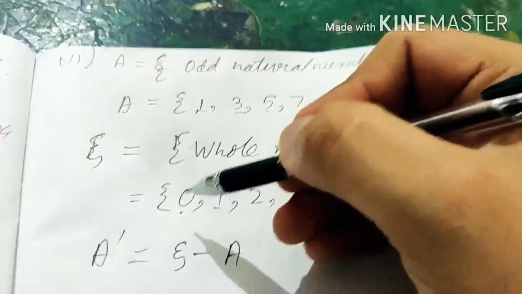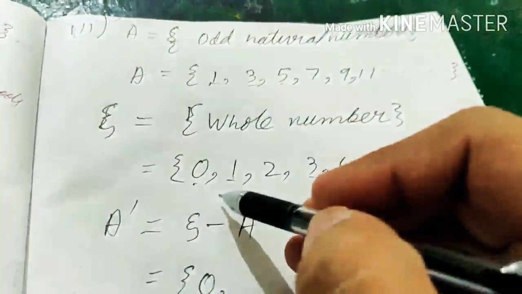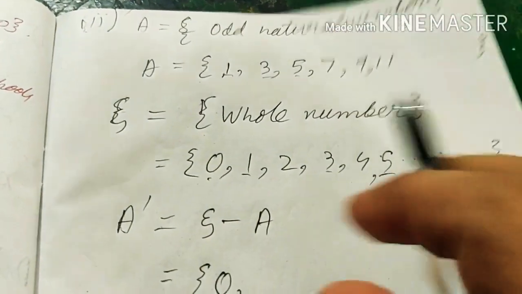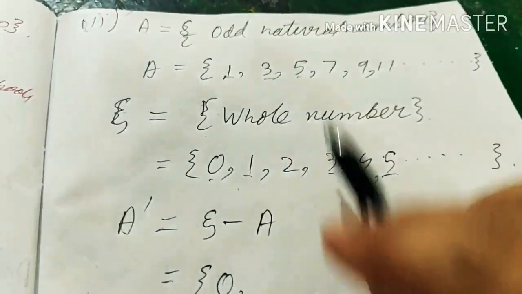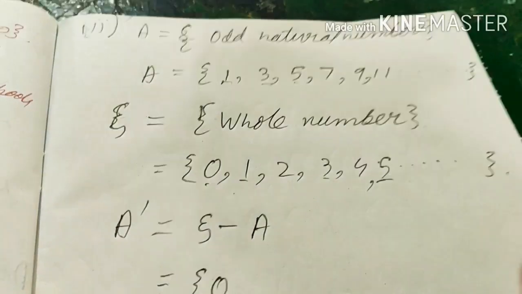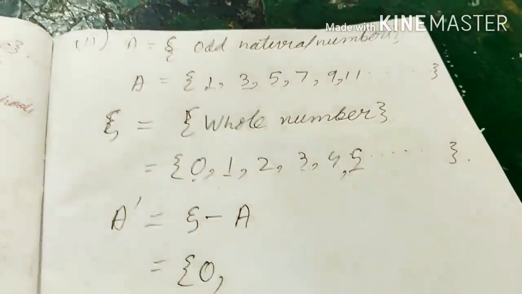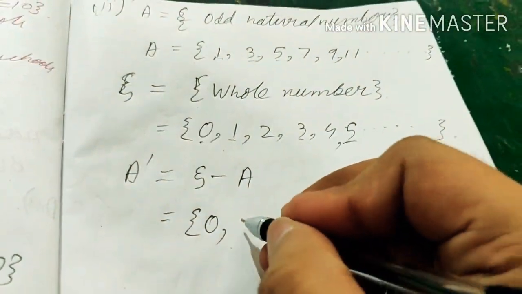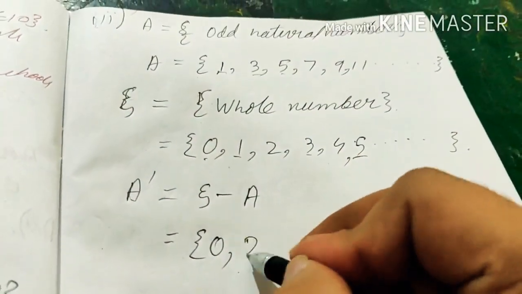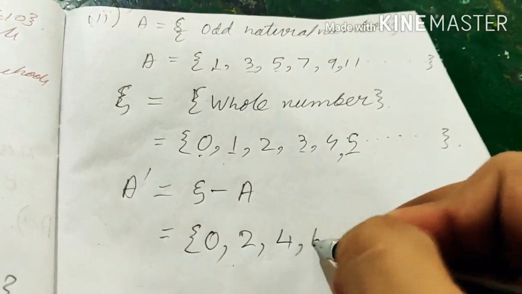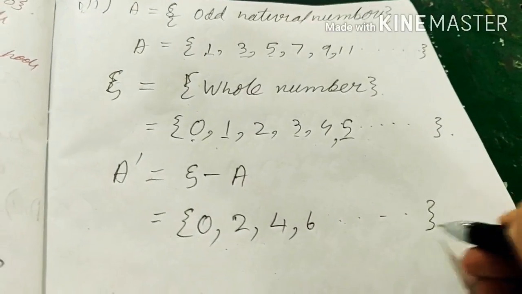Look, 0 is not eliminated. We have to subtract A from this. That is, the things that are common will be removed from the universal set. So 1 will be removed, 3 will be removed, 5 will be removed and 7 and 9 and 11 will be removed. Means all the odd numbers will be removed and we will be left with 0, 2, 4, 6 and so on.